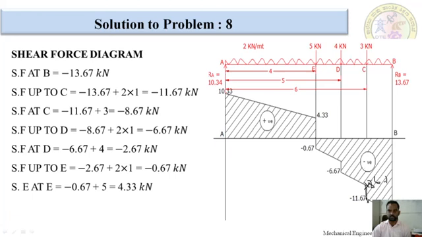After that, up to D point how much did we get? Negative 6.67. We have to mark it, 6.67, and this is joined with an inclined line. After that, here we got negative 2.67. This is the front line and this is the left line. Both we have to draw with a vertical line. Whenever there is a point load, we have to draw a vertical line on the shear force diagram. After that, up to E point, how much did we get? 0.67.